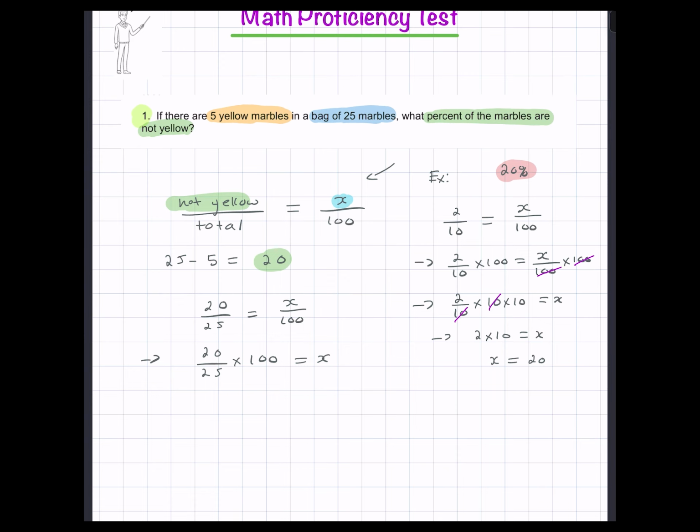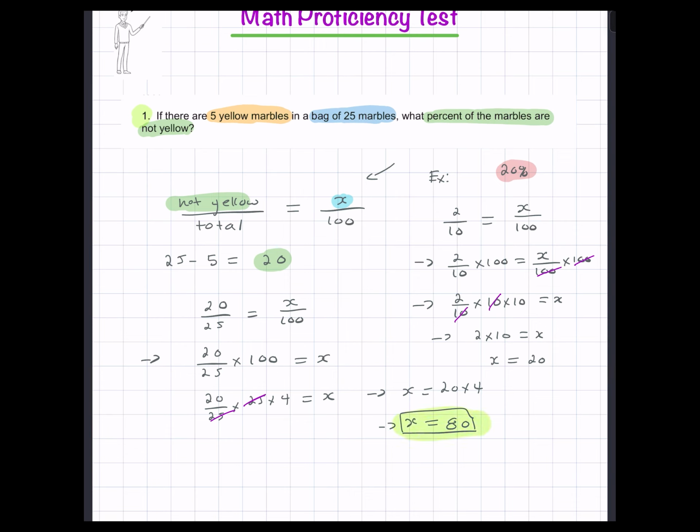So I get 20 over 25 times 100 is equal to x. The 100 will cancel with the 1 over 100 on this side. And then 100 is equal to 25 times 4. So this is 20 over 25 times 25 times 4 is equal to x. And the 25s cancel, and I just get x is equal to 20 times 4, which is equal to 80. And that is my answer.